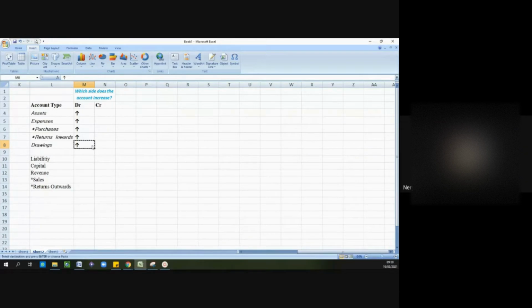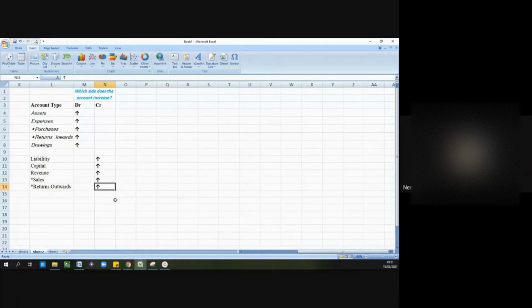Now, where do the rest of accounts increase? Well, liabilities, they increase on the credit side, okay? Capital share the same rule. Capital increase on the credit side, okay? Revenues, same rule. They increase on the credit side, okay? Sales, same rule. They increase on the credit side. And return outwards, they also increase on the credit side, okay?